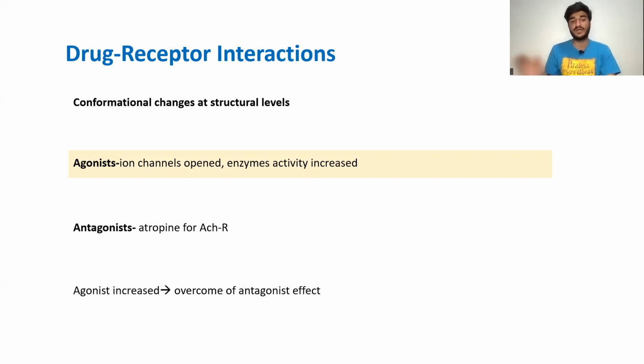And in the antagonists, the drug is actually opposing the regulatory protein's actions, meaning the ion channels are closed or the enzyme activity may be decreased. When we see an example, we go to atropine for acetylcholine receptors. And actually, when we increase the agonist, we can overcome the antagonist effect.